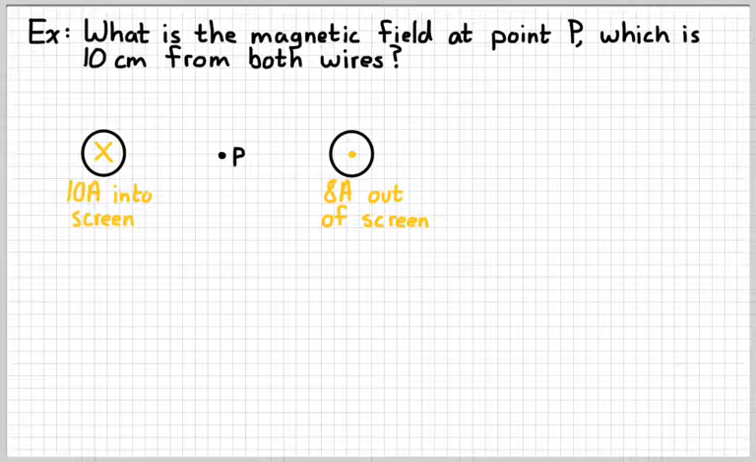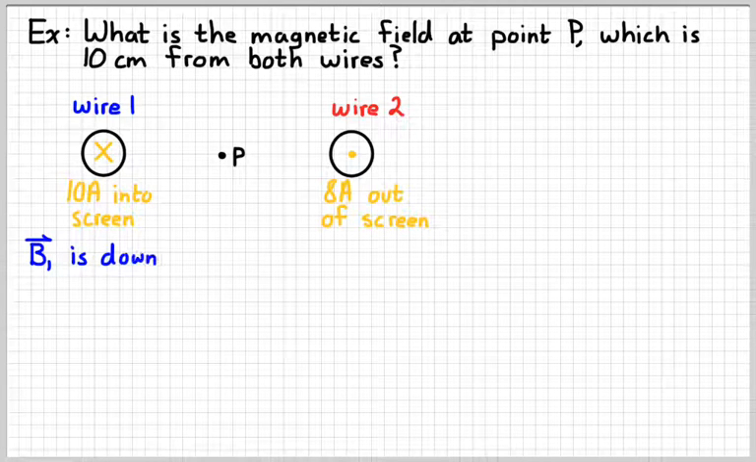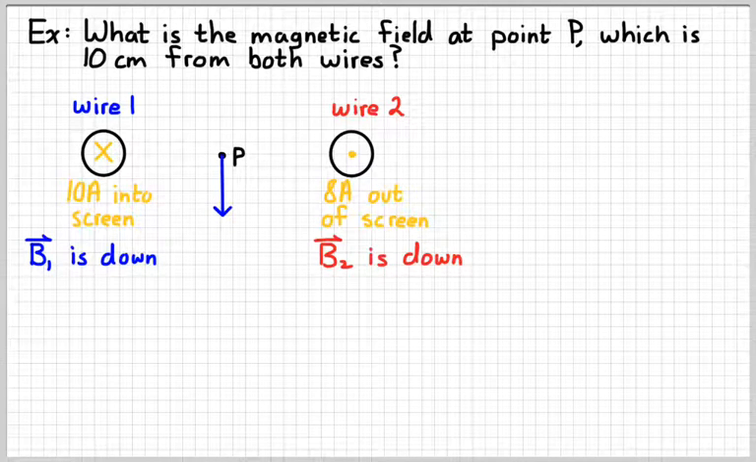And we want to know what's the magnetic field at point P, which is right in between them and 10 centimeters from both. So if we use our right-hand rule for the first wire, which I'm going to call wire 1, if we point our fingers into the screen and then curl them around to point P, our fingers should be pointing downward. And so I'm just going to start a vector diagram. I'm going to draw an arrow going down. If we do the same thing for wire 2, now we point our fingers out of the screen and then curl them around to point P, we would again have them pointing downward. So these magnetic fields are both pointing in the same direction, they're both pointing downward.